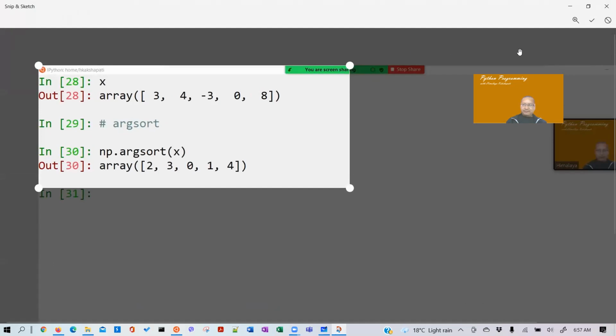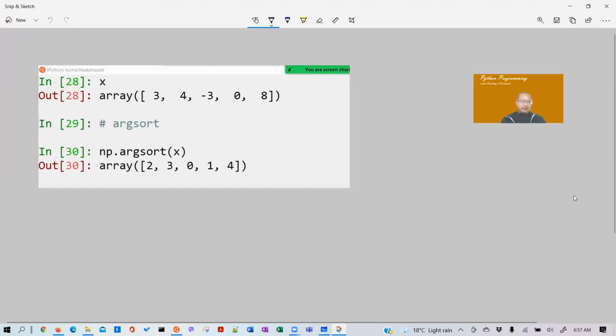Okay, so here we go. This one, see. So let's draw, put the indices there. Indices here. Right? So this is index 0, index 1, index 2, index 3, index 4.